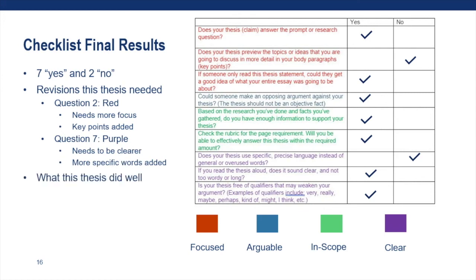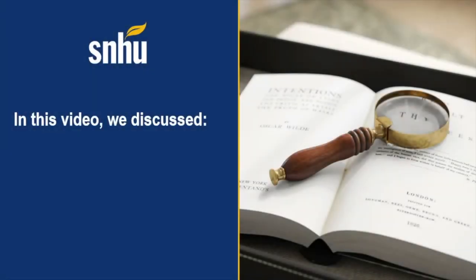Based on the questions I answered yes to, I know that my thesis is arguable and has good scope. That should make me feel confident about what I did correctly with my thesis. When it comes to writing, identifying what you did well is just as important as revising mistakes. I hope this example has been helpful to walk through together.